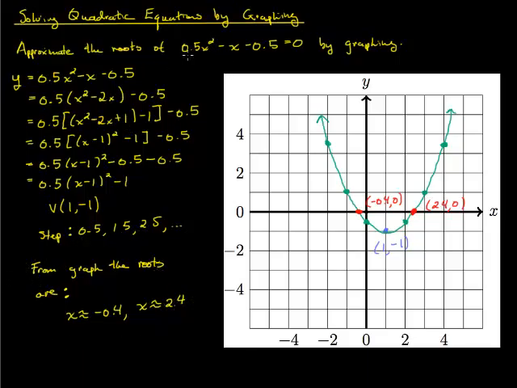So you can see that you can approximate the roots of the equation 0.5x squared minus x minus 0.5 is equal to 0 by graphing y is equal to 0.5x squared minus x minus 0.5, and then estimating what the x-intercepts are from the graph.